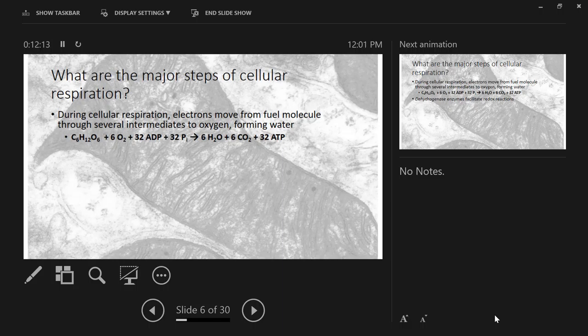Now, I think I mentioned this to you earlier in the semester. This is the reaction that we use to represent cellular respiration, but this reaction is not taking place in your body. Did I tell you this before? Because if this reaction took place in your body, that would be a very violent reaction. Have you seen what happens when you light sugar on fire?